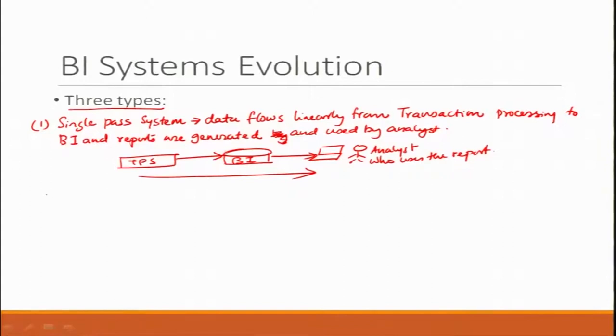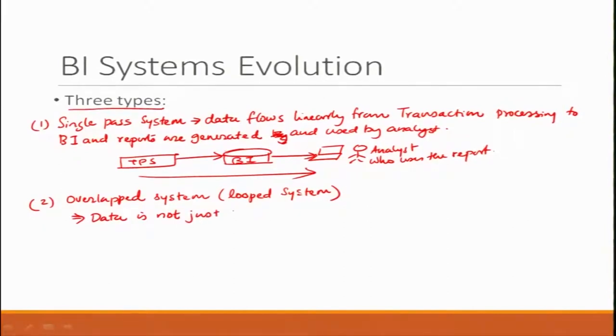Now the second type of evolution in this case is the overlapped system. Some people also call this the looped system, an open looped system. Actually, it's not really a closed loop system, because the next evolution is the closed loop system. So here, data is not just obtained from BI, but is also obtained from other sources.